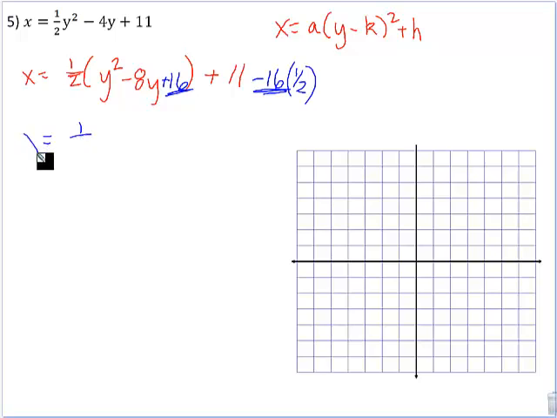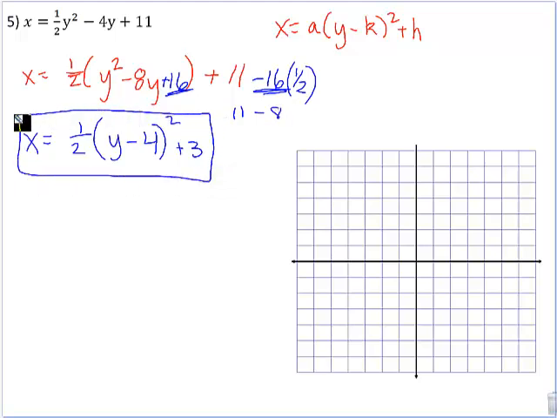So we now have x equals 1/2 times y minus 4 squared. Good, plus 3 because this ends up being 11 minus 8. So they're standard. So where's our vertex for this one? Not 4, 3. Let's see. Yeah, it'd be at 3, 4.